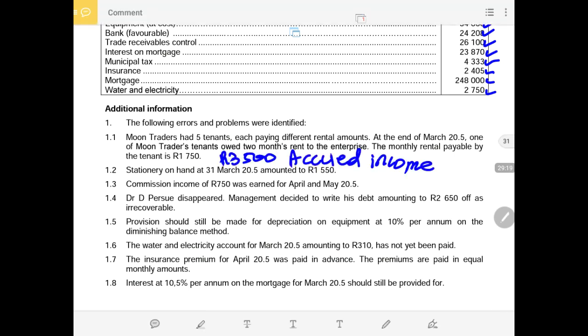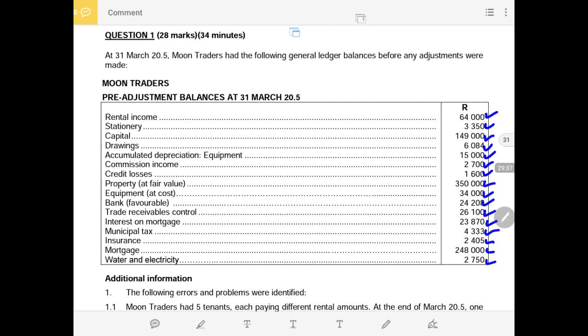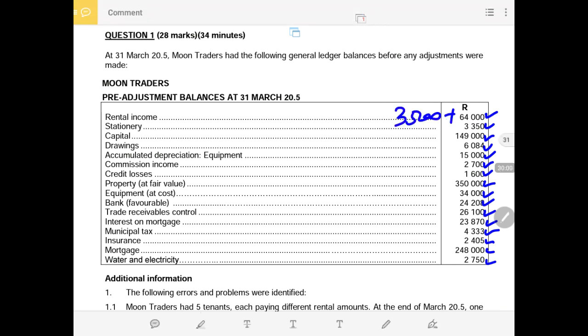Now the question is, were we supposed to receive this 3.5 during the current period? The answer is yes, because this 3.5 belongs in the year ended 31st of March 2005, but we have not received it. What does that mean? That means the rental amount that we see in the total balance of 64,000 is underestimated. It is less than what we were supposed to have received. We're supposed to have received 64,000 plus 3,500. That means that 64,000 must be increased by 3,500.